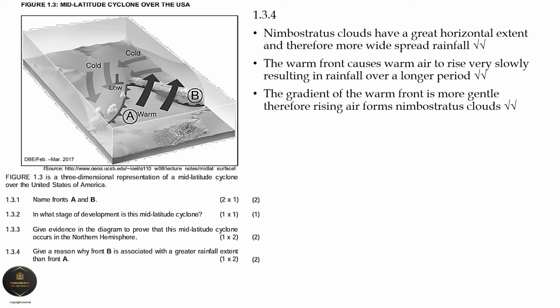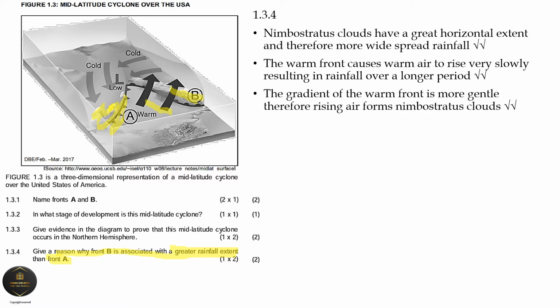Now, looking at the next question, it says, give a reason why front B is associated with greater rainfall extent than front A. Remember, we said front B is the warm front and front A is the cold front. Behind the cold front, there is the cold sector. Behind the warm front, there is the warm sector. Remember, the warm sector is formed by warm air.